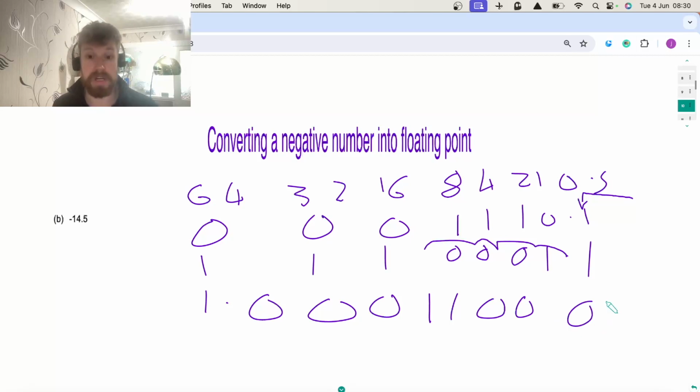So the exponent needs to be 4. So that's going to be like that. So that's 4 because 1, 2, 4. And then this one up here is then going to be a negative. That's then converted into a negative number and ready to be converted back at some point. So on this one, brilliant.